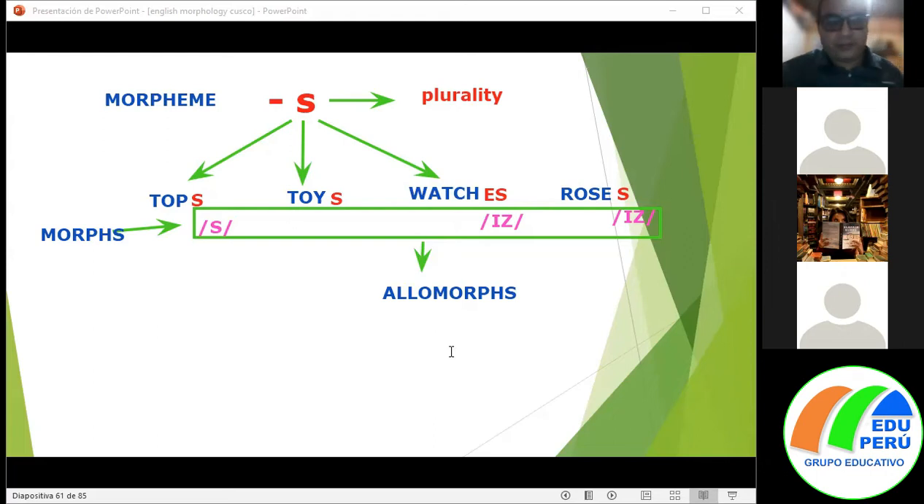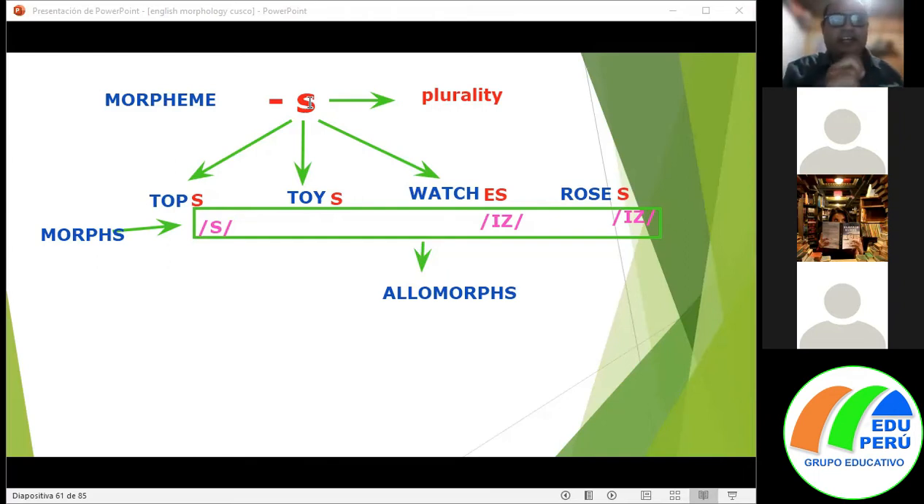This is another morpheme, right? Can you remember ed? What is the representation of the ed? Exactly. It's the past simple regular form. So you have three cases too. Here you pronounce it like t, like d, and like id. And you follow this same rule.